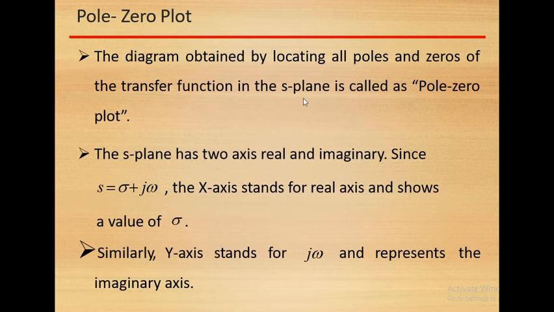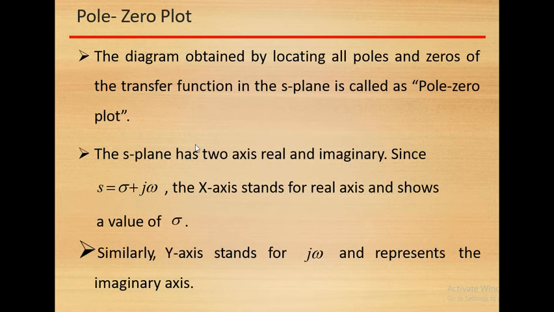Now let us see what we mean by this S plane. The S plane has two axes, real and imaginary: the X axis and the Y axis. Since S is equal to sigma plus j omega, the X axis stands for the real axis and shows the value of sigma. In this equation, S is equal to sigma plus j omega, sigma represents the real value and j omega represents the imaginary value.